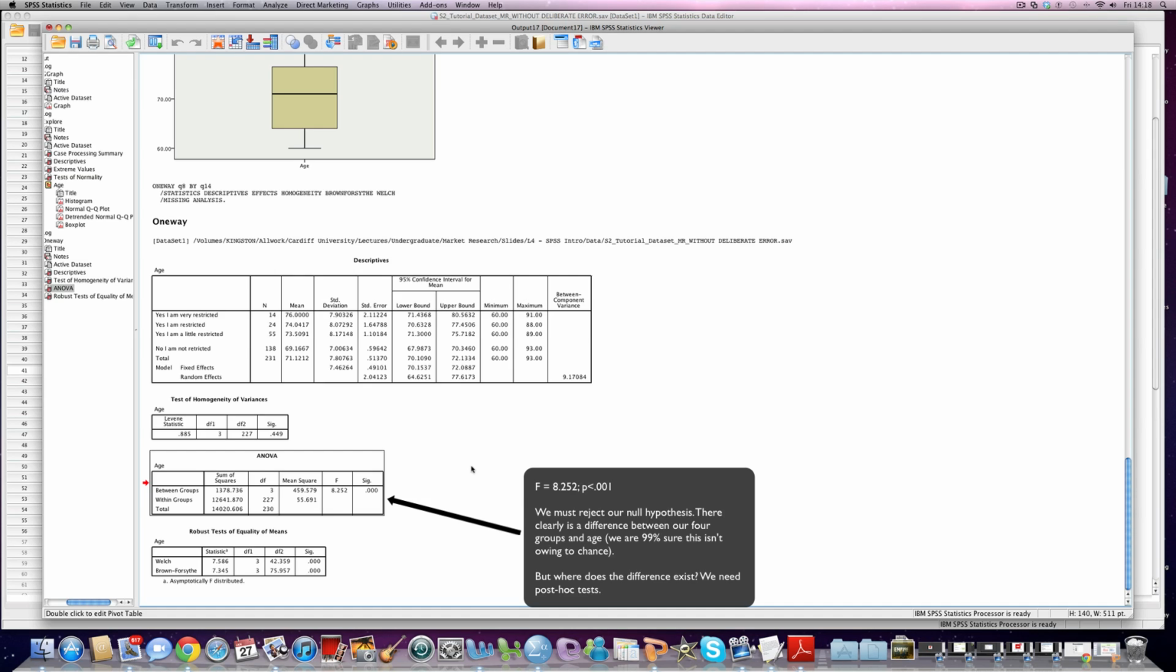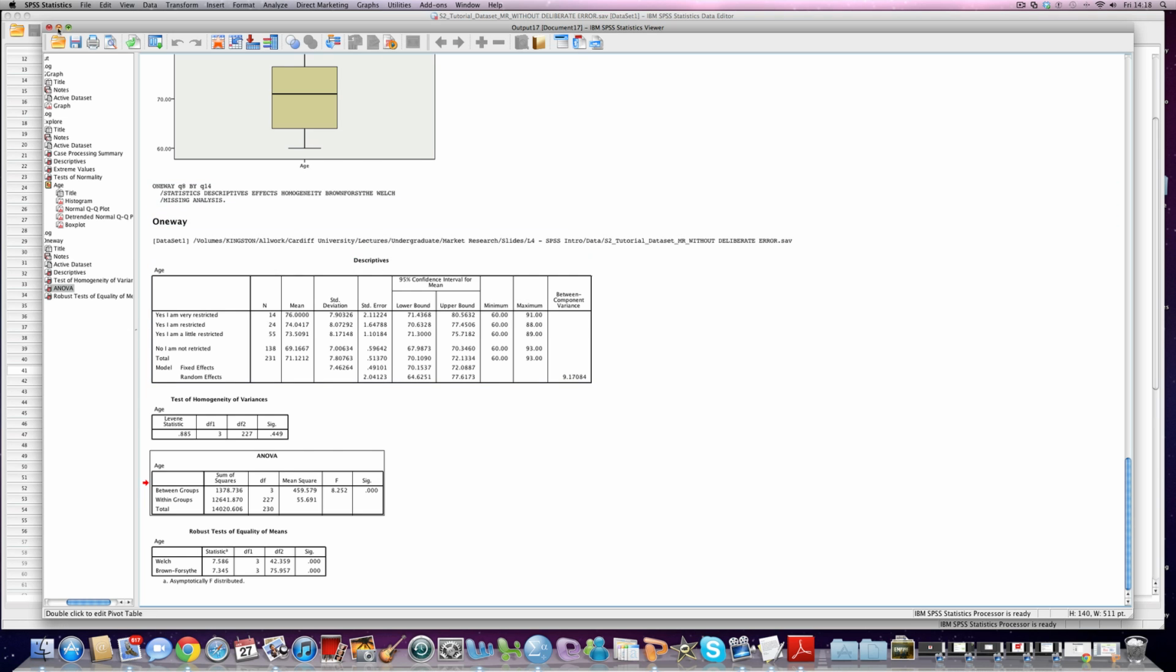The issue is, though, where is this difference? Where does it exist? At this stage, we can't see. We don't know if the significant difference occurs between people who are not restricted and those who are a little restricted, but there might not be any difference between those two categories. We need to go and do a further analysis, which is called a post-hoc test, to assess this even further.